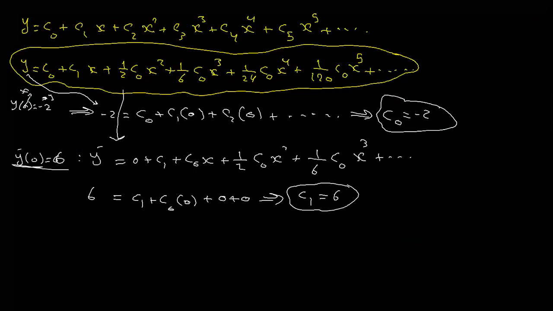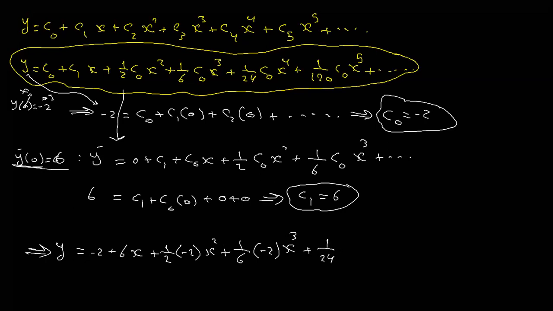I found the two constants. So the solution of my initial value problem is c0, which is -2, plus c1, which is 6x, plus half of c0, which is -2x squared, plus 1 over 6 of c0, -2 x to the power 3, plus 1 over 24 of c0, -2 x to the power 4, and so on.